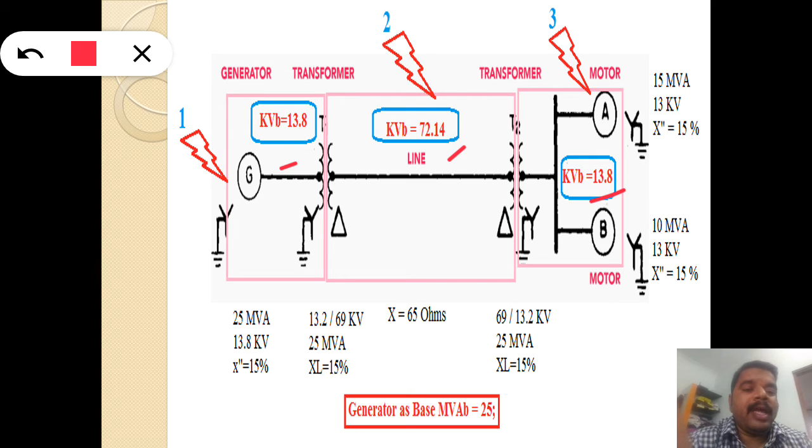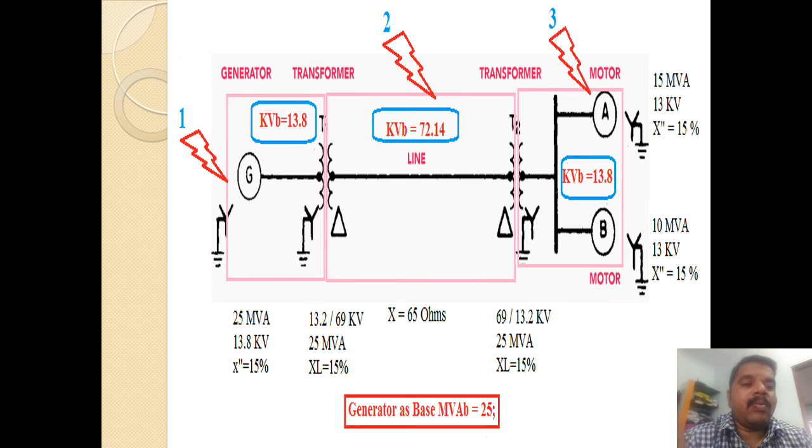And there is only one MVA base new, which is 25. The MVA base new is a single value throughout the problem and it cannot change. For each and every component the MVA base new value will be the same, 25, but we have three KVB values depending upon the section: 13.8 kilovolt for the first section, 72.14 kilovolt for the second, and 13.8 kilovolt for the third. These are all given in the diagram.